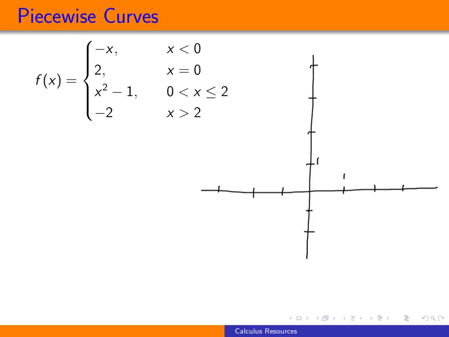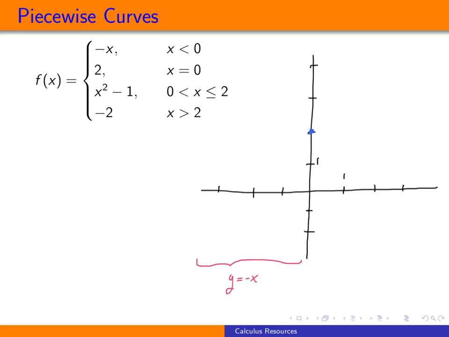We would like to sketch the function which is given here. My first approach when I'm sketching a piecewise curve is to first take that x-axis and break it up in terms of which curve is sketched in which section of it. So when x is less than 0, we sketch y equals minus x. When x is equal to 0, we have just the output 2. So I'll go ahead and get that point in there.